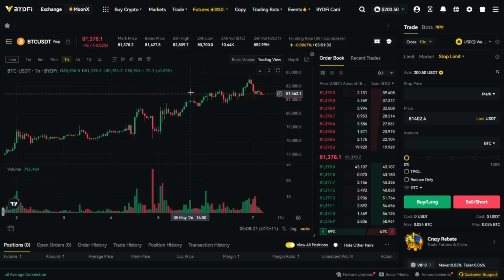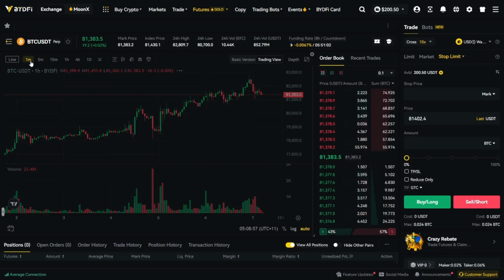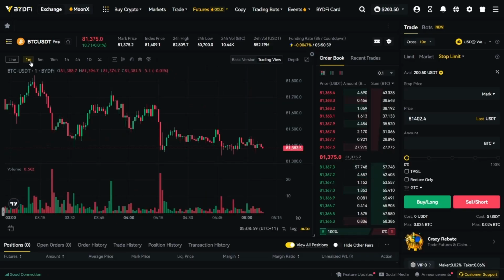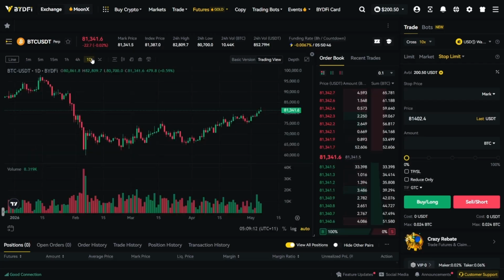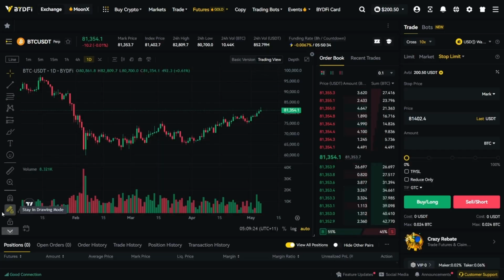Next, let's quickly go over the TradingView chart. On the top left of the chart, you can adjust the time frame. The time frame changes how much data each candle shows. Lower time frames like 1 minute show quick price movements, while higher ones like 1 hour or the daily give you a broader view of the trend. On the bottom left of the chart, you can see this little arrow. You can click that, and here's where you'll find your drawing tools.